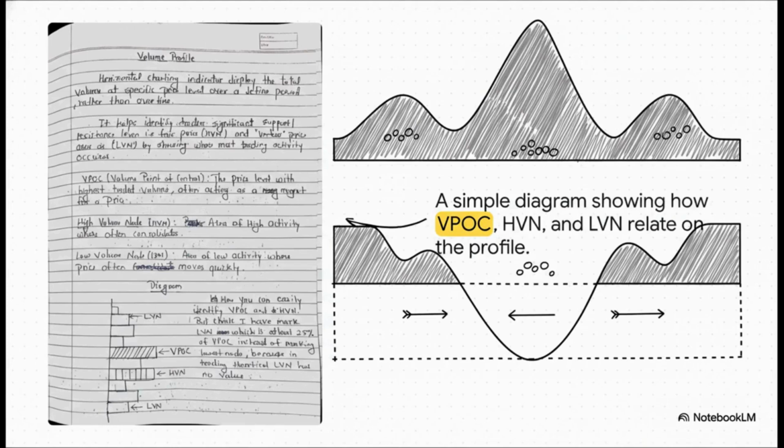And this little sketch just shows how it all fits together perfectly. You can see the VPOC is that one biggest bar, that's the peak. The HVNs are the other big, chunky areas of volume, and those valleys in between, those are your LVNs. So price consolidates in the fat parts and moves fast through the skinny parts. Simple, right? But incredibly powerful stuff.